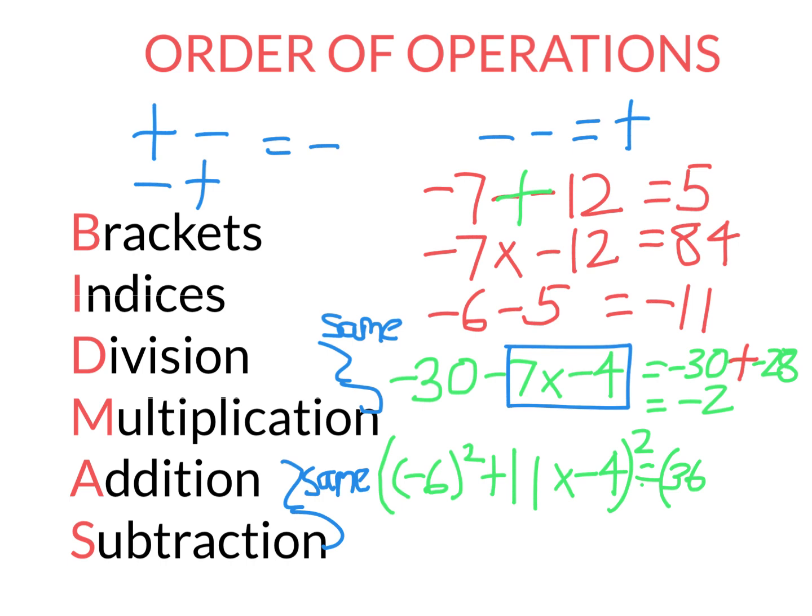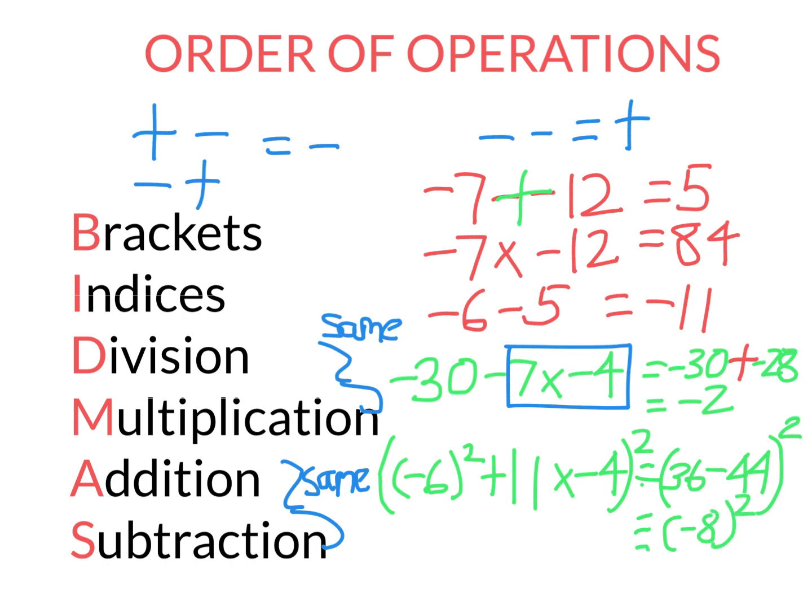Now I'm going to do the multiplication. 11 times -4 is -44. So this is equal to 36 subtract 44 squared. Well, of course, 36 minus 44 is negative 8. So now I've got negative 8 squared.